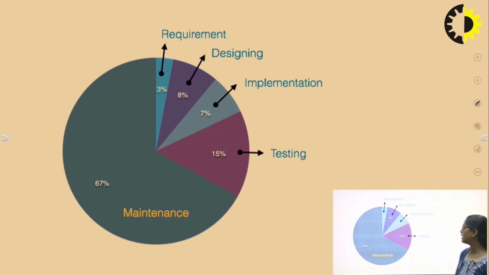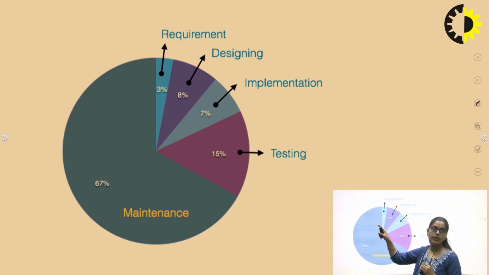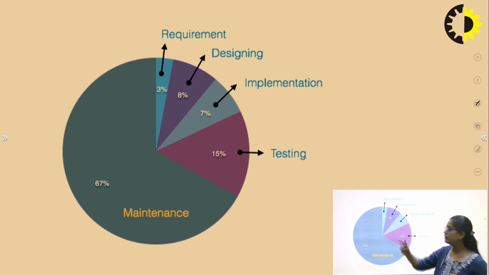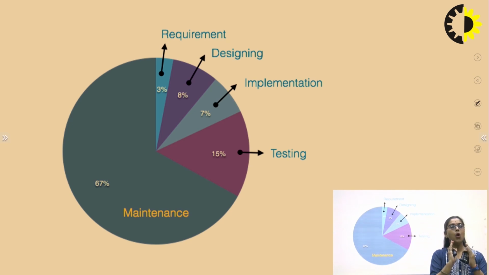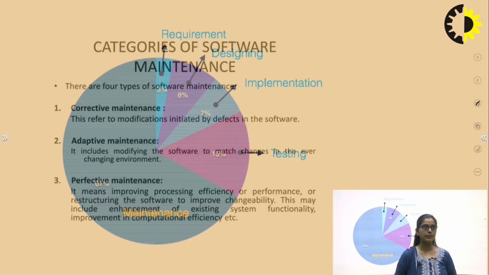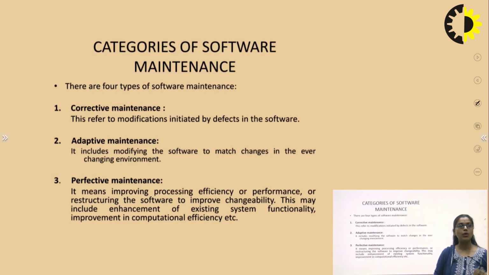Okay, so this diagram basically shows the main, basic software development life cycle points. Here this circle shows the total cost of the project. The 3% part is involved in requirements. This is basically a hypothetical estimate of the cost involved for any software. So 8% for designing, 7% for implementation, 15% for testing, and this 67% part is involved in the maintenance part. Okay.